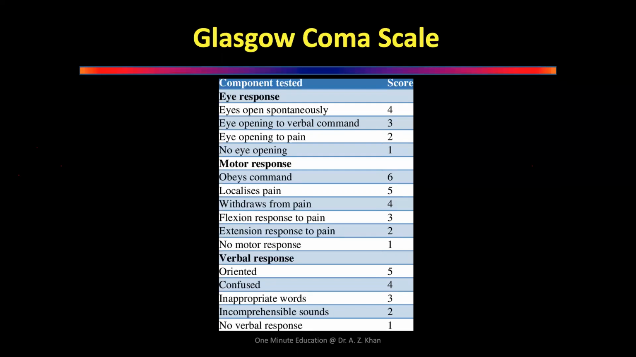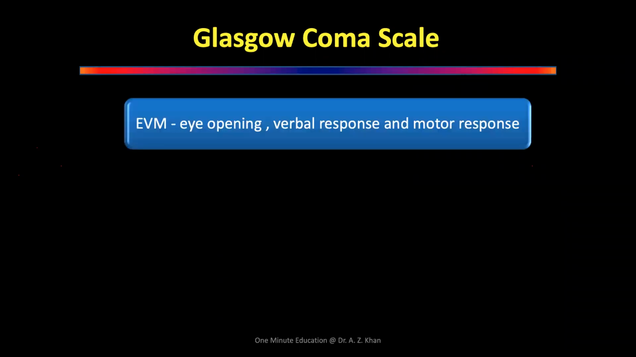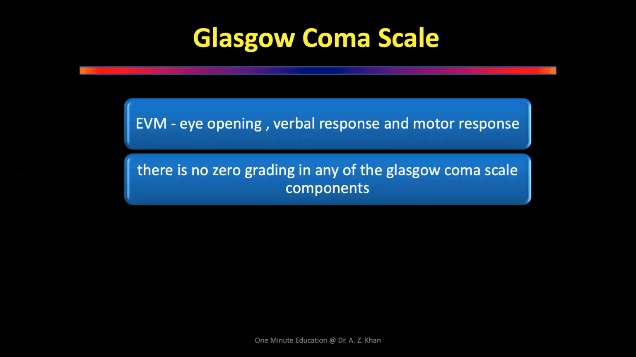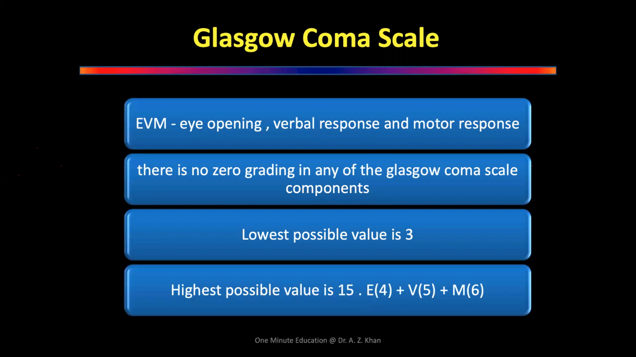Yes, sir. Okay, done. This is the Glasgow Coma Scale. Can the Glasgow Coma Scale be 0? No, 3. Okay, so E is eye-opening, then verbal response and motor response. There is no 0 grading in the Glasgow Coma Scale. You have to remember this. There is no 0 grading. Lowest possible is 3 and highest possible is 15. Okay, all right, good.